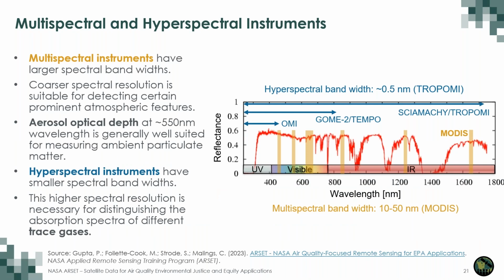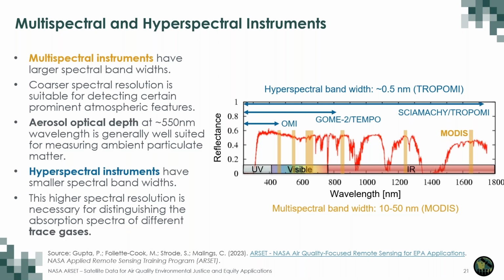On that note, another important factor that plays a role in the types of data collected by satellite instruments is the spectral resolution and range. Spectral range refers to how much of the electromagnetic spectrum can be observed by an instrument, while spectral resolution refers to how well slight differences in intensity at similar frequencies can be distinguished.